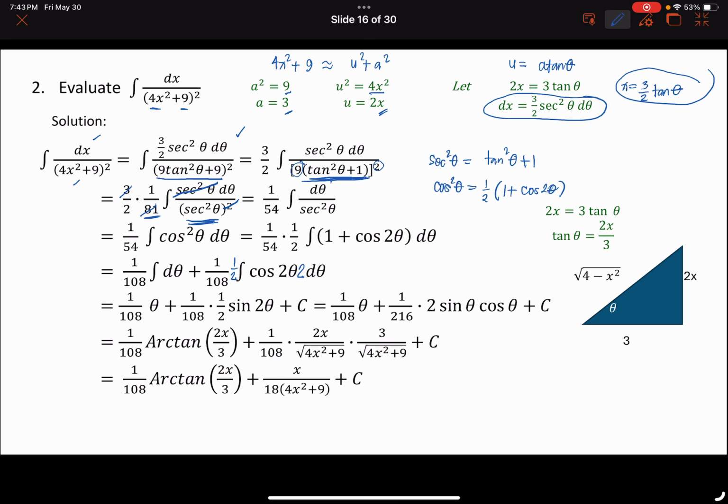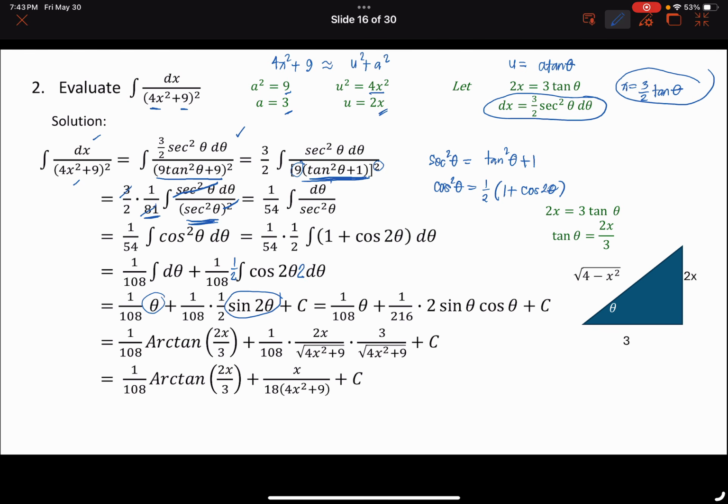So we have 1 over 108 theta. The integral of d theta is theta. And 1 over 108 times 2, so 1 over 216, integral of cosine 2 theta times 2 d theta is sine 2 theta plus c. So we have 1 over 108 theta plus 1 over 216 and then sine 2 theta. Sine 2 theta is 2 sine theta cosine theta.